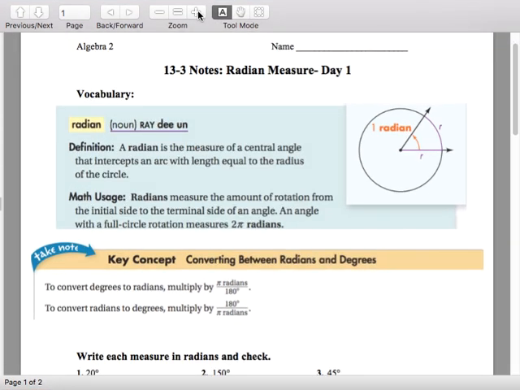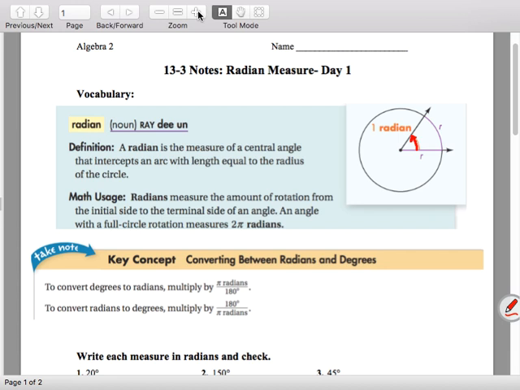Today I'm going to be covering 13.3 notes, radian measure, day 1. So a radian is the measure of a central angle that intercepts an arc with length equal to the radius of the circle. So radians are just an angle measure.